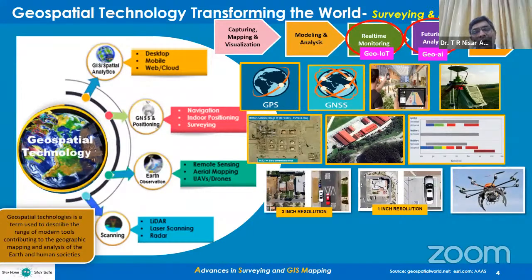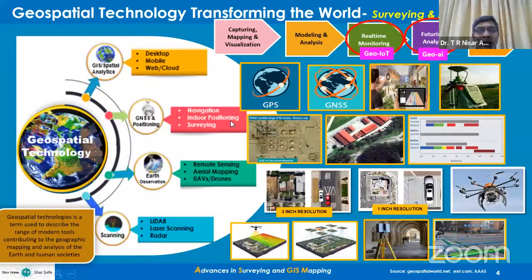When it comes to aerial photography, the days have gone where we used to get 3 inches data. Now it is possible to get 2.5 centimeter resolution, and drones, you know very well. And finally, we have LiDAR with aerial photography, and also the drones with LiDAR and aerial photography, and TLS is there, followed by augmented reality.